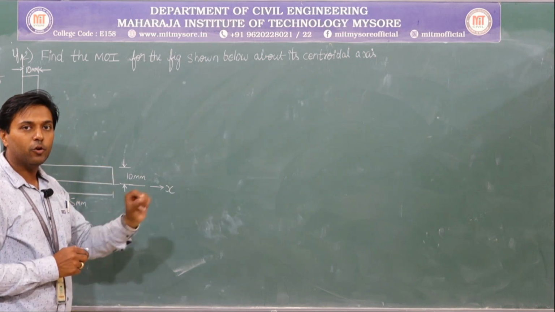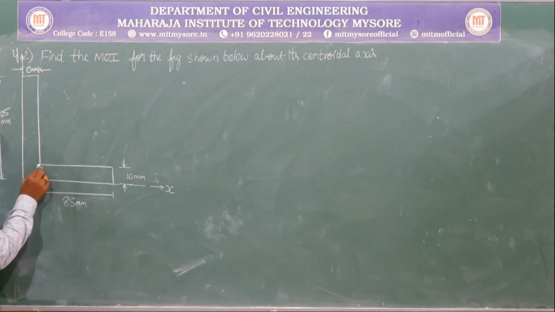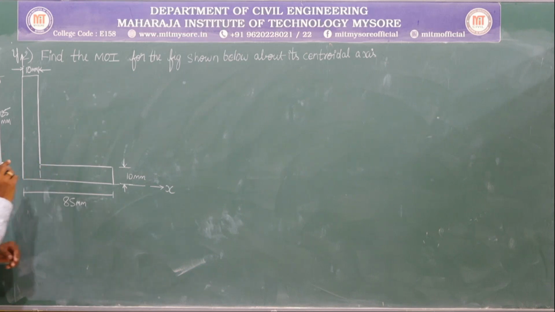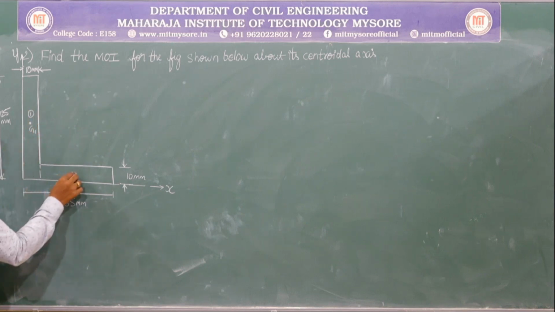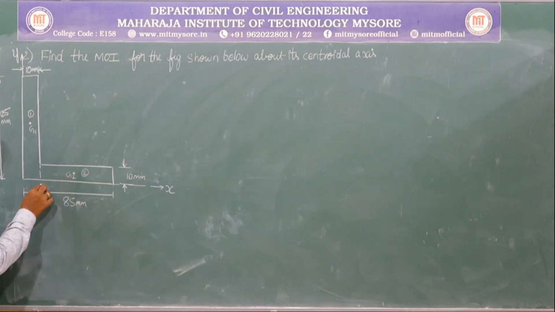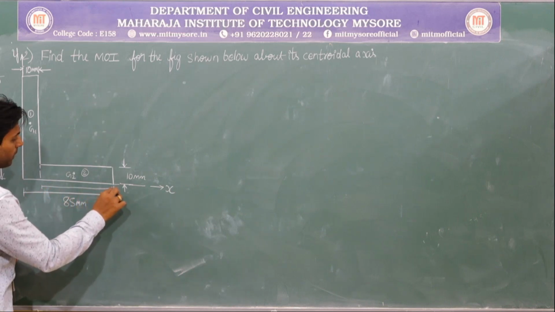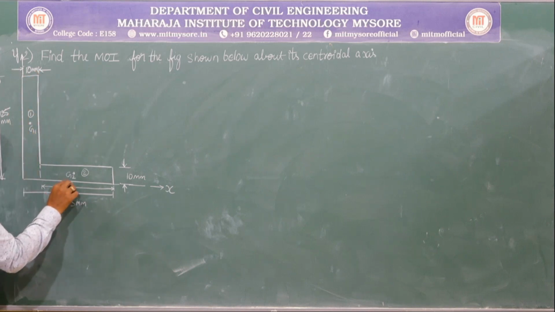Divide the composite area into component areas. Here you can divide this diagram in two ways. One is you can mark it like this or you can mark it like this. I will be doing it like this. Now this will be the first diagram and its centroid I will call G1. This will be my second diagram and I will call it G2. Now what will be this particular distance? Total is 85, out of which I will be deducting 10. So this will become 75 mm.